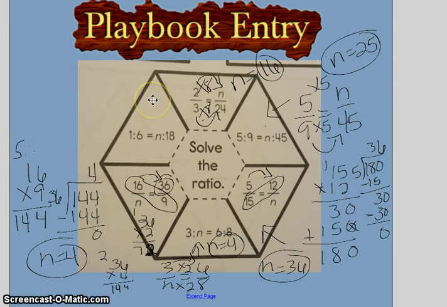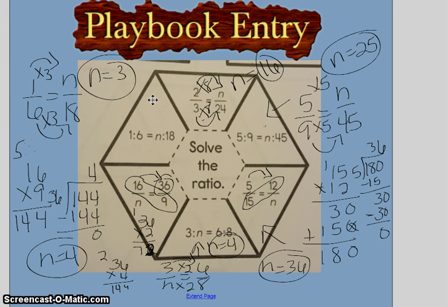Now I'm going to look at my last one. I have 1 over 6 equals n over 18. If I look at my proportional reasoning, I can find that 6 times 3 can give me 18. So 1 times 3 will give me my answer of 3 using proportional reasoning.